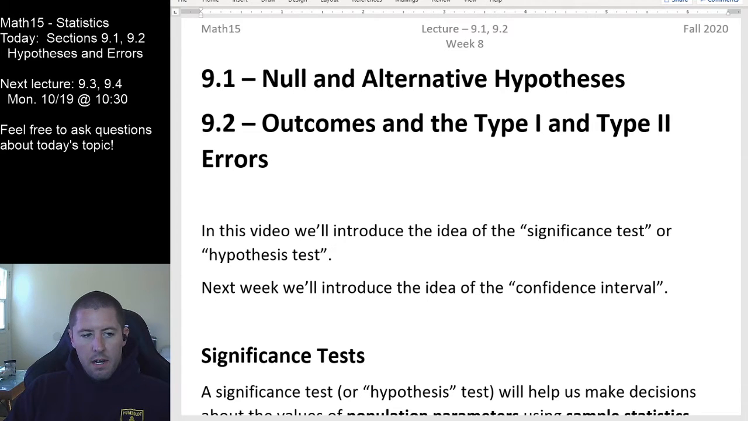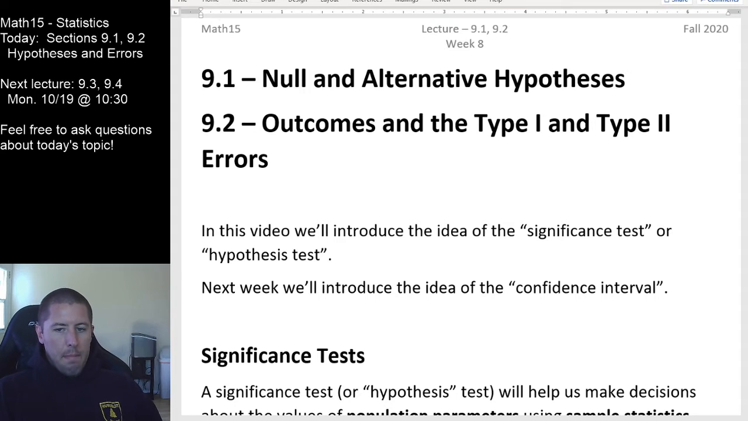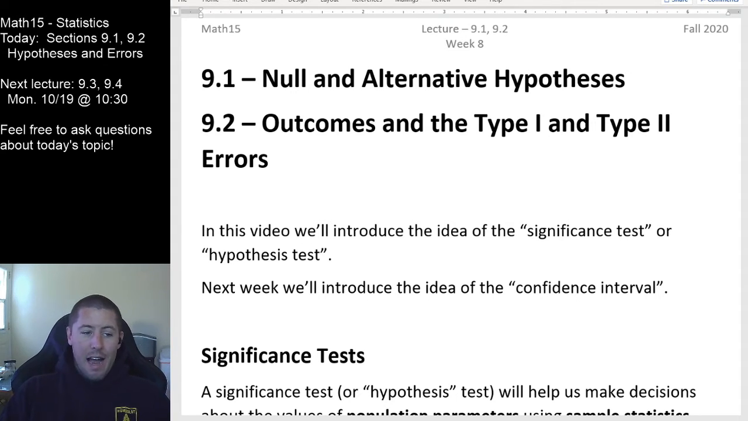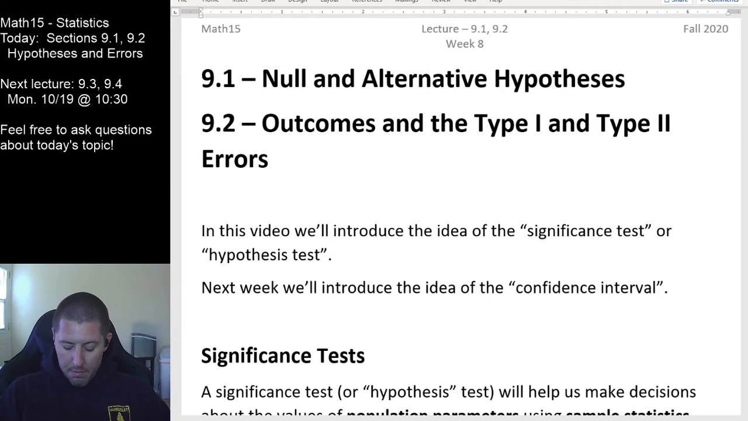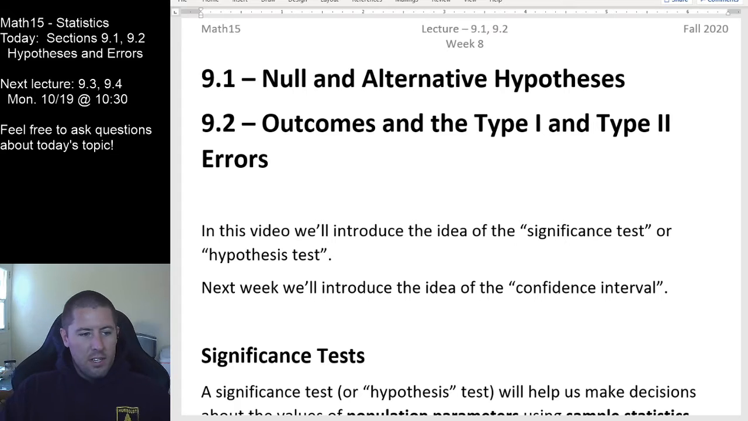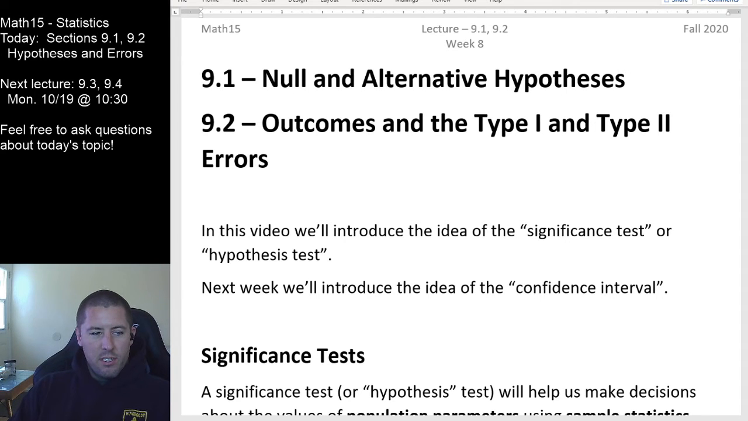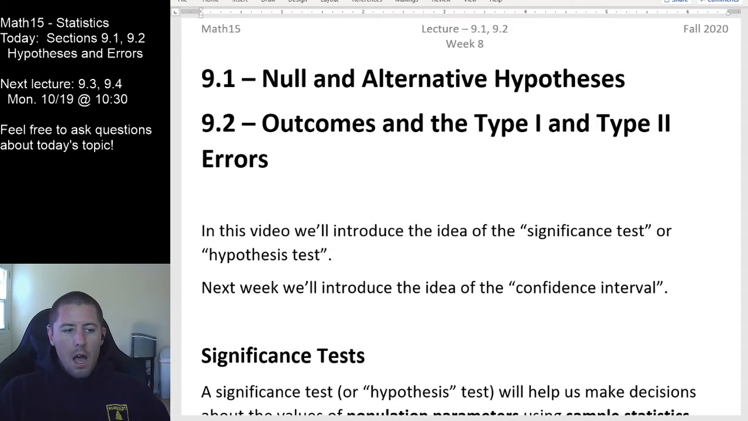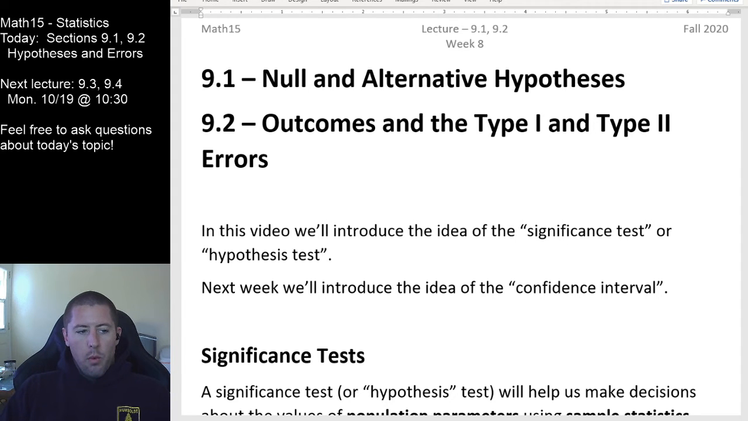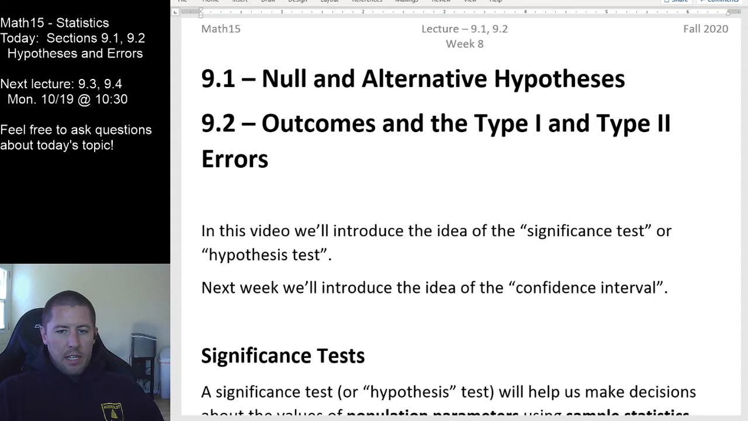What we're going to do here today is set up our hypothesis tests here in chapter 9. We're going to be spending most of the rest of the semester performing these hypothesis tests that we're setting up here today. So this is an important topic that will survive beyond just this week. Next week, we will see how the computations that we did in chapter 7 are directly associated with the decisions that we're trying to make in chapter 9.